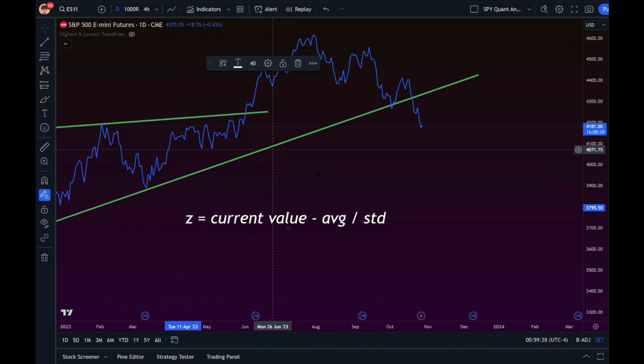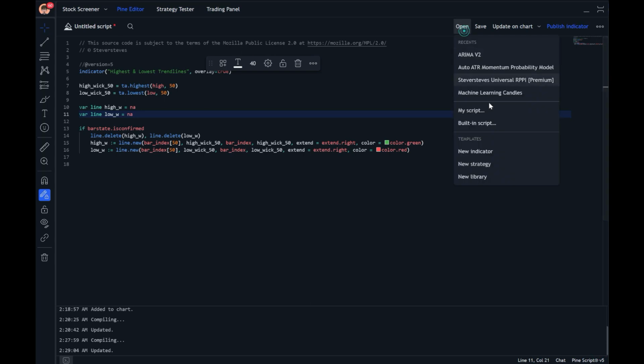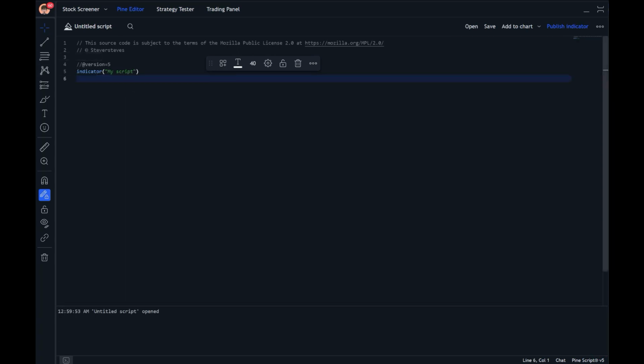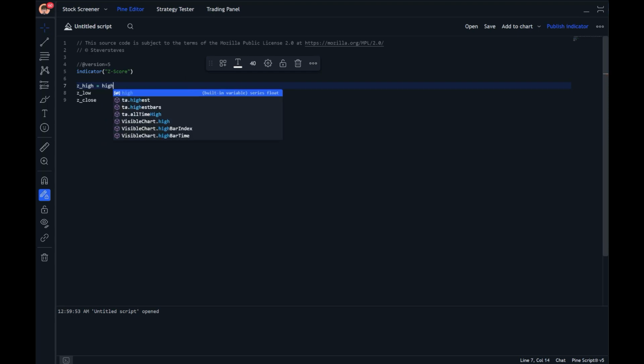And if we were going to do Z-score in Pinescript, we can open up Pinescript. We're going to title this Z-score. We're not going to say overlay because we don't want to overlay this. So we're just going to calculate the Z-score. And we're going to calculate the Z-score for the high, the Z-score for the low, and the Z-score for the close. Okay? So our z high, we're going to take high.